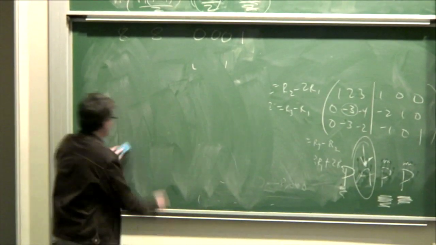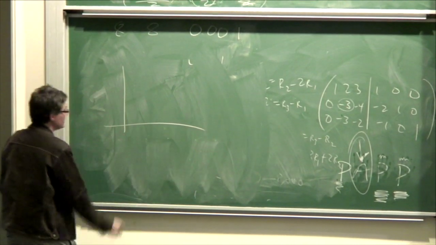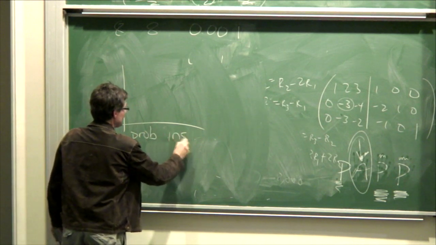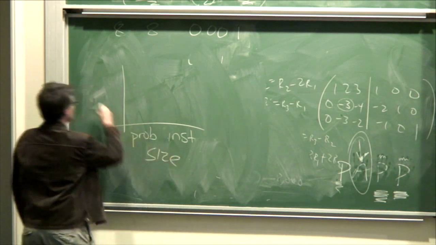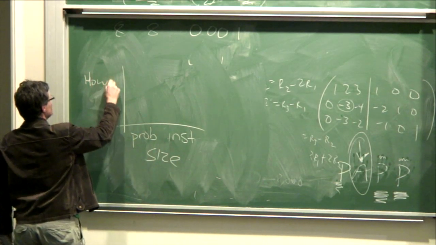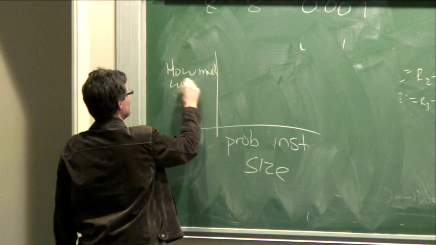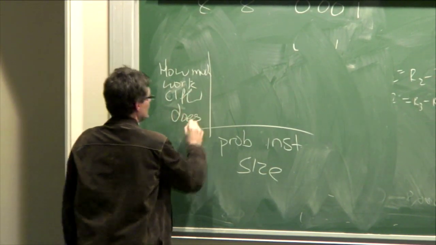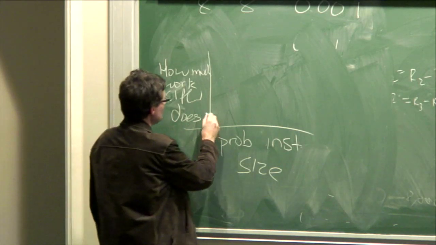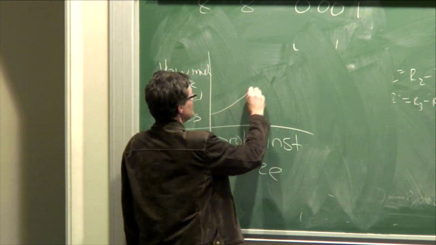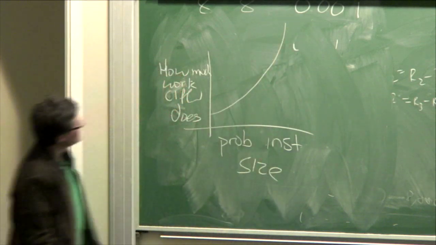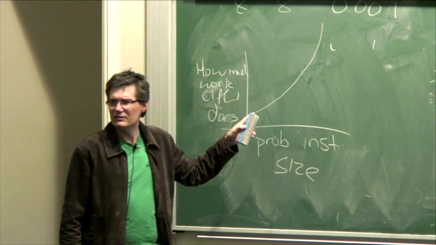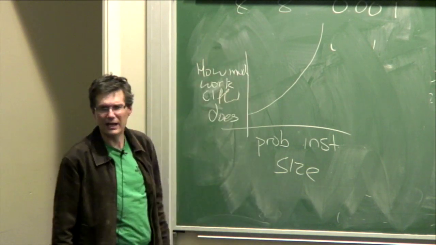Yeah, if I was in my vague graph without specifying units, here's my problem instance size, and here's how much work I do. Well, not me, how much work Clifford has to do. A quadratic one is saying that the curve is something like this. I can't have a negative number of books. That doesn't actually look like a parabola, but let's suppose it is. Depending on the constants that we stick in here, it's something like that.